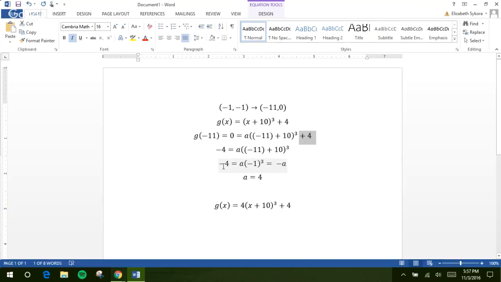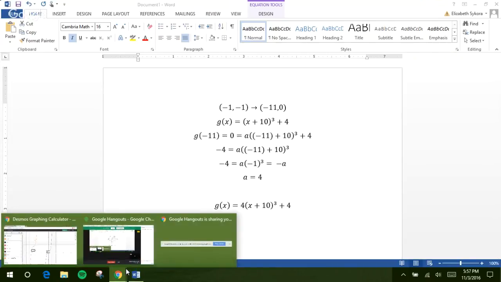So negative 4 equals a times negative 1 cubed. We know that negative 1 cubed is equal to negative 1. So we get a negative a out of that. So we have negative 4 equals negative a. And if you divide that by negative 1, you get a is equal to 4. So now we're going to plug this 4 back into this equation. So we have g of x equals 4 times the quantity x plus 10 cubed plus 4.